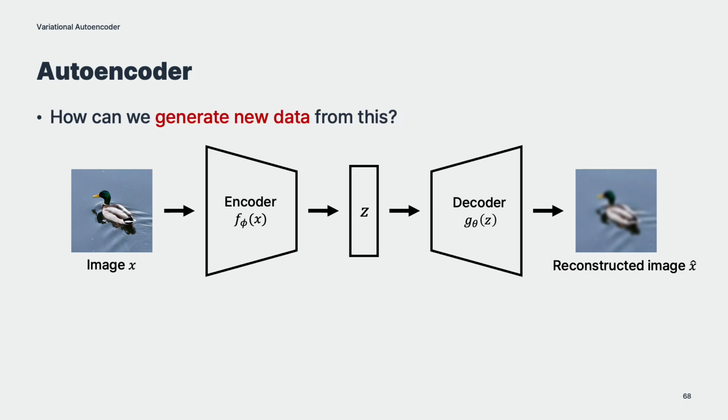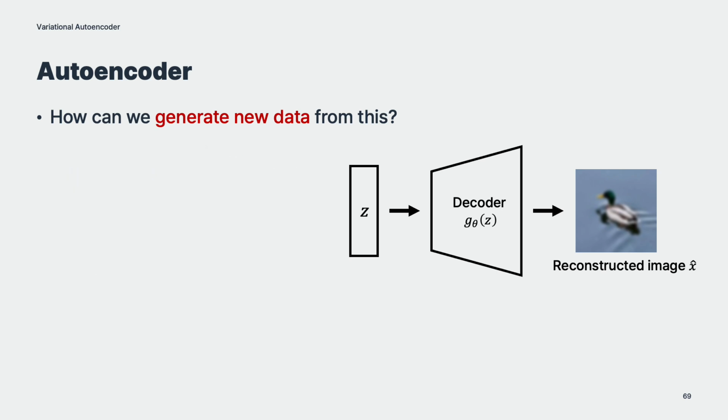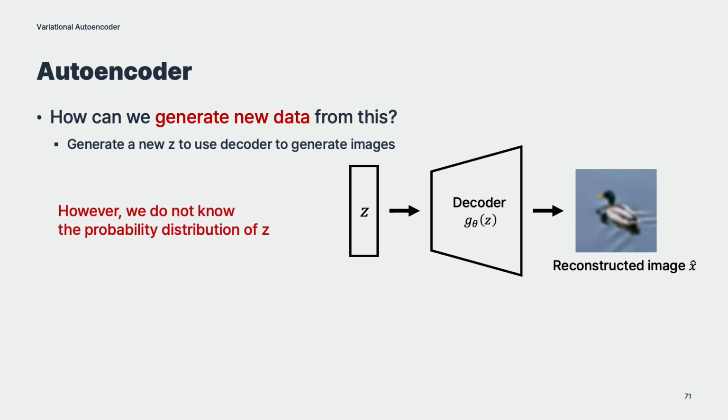Then, can we use this to generate new data? If we remove the encoder, we are left with just the decoder. So if we can generate a proper latent vector Z, we could feed it into the decoder to generate a new image. The problem is we don't know the distribution of Z.